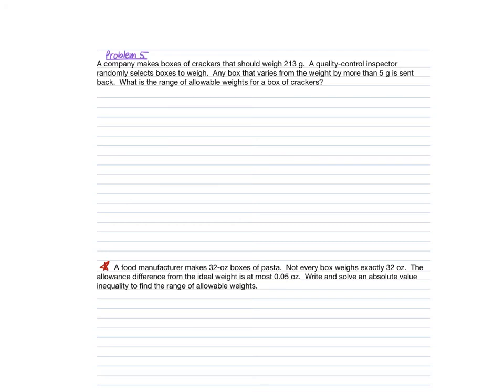Okay, so if we make x the weight, let's just call it x equals the actual weight. And if we take that weight and we subtract 213, the difference should be less than or equal to 5. Right, in the absolute value. So it could go negative or it can go positive. So here we can split this into 2. So x minus 213 is less than or equal to 5. And then x minus 213 is greater than or equal to negative 5.